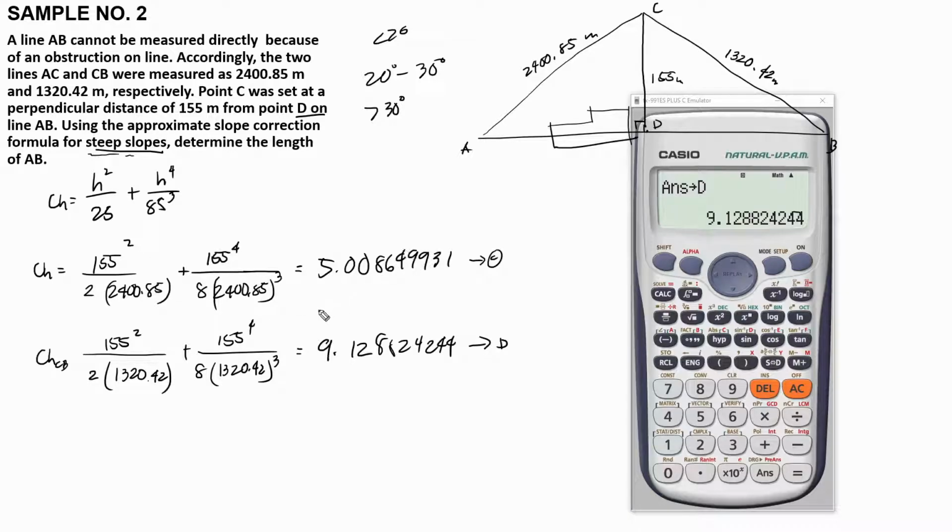Ayan tayo. And then, i-apply lang natin yung corrections natin. Kay AC, i-subtract natin to. And then, kay CB, subtract din natin to. Ganun lang. So, kay AC, we have 24.85 minus yung ni-store natin kay C. So, para dire-diretso na, for AC, yung horizontal na siya, AD distance na siya, is 2395.84135 meters.